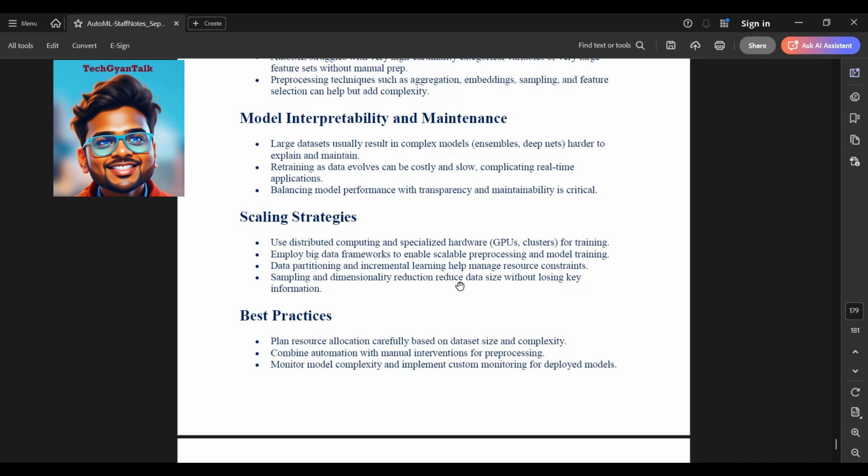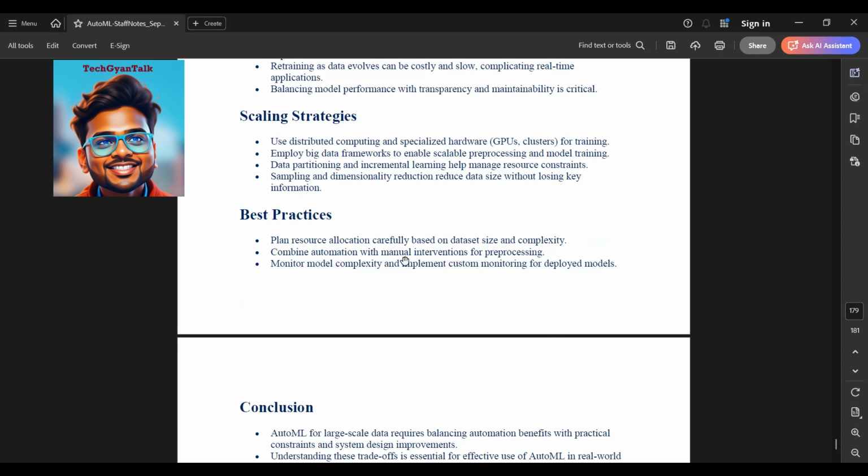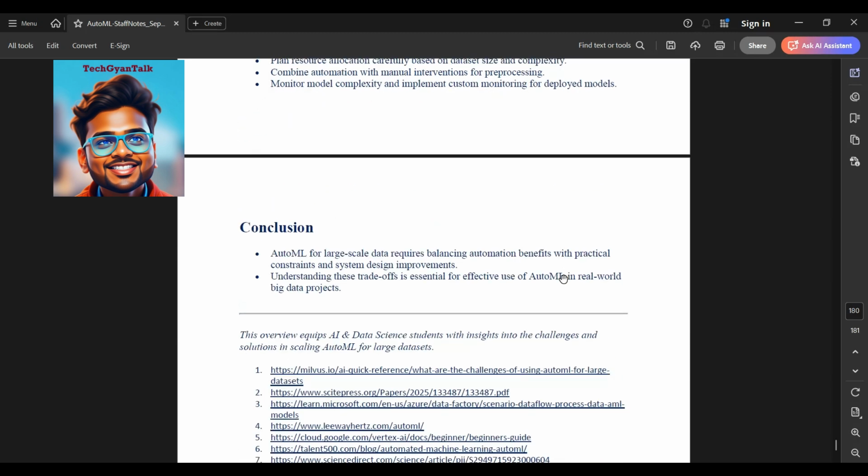And here the best practices are: plan resource allocation carefully based on dataset size and complexity. That is very important. Combine automation with manual intervention for pre-processing, and monitor model complexity and implement custom monitoring for deployed models.